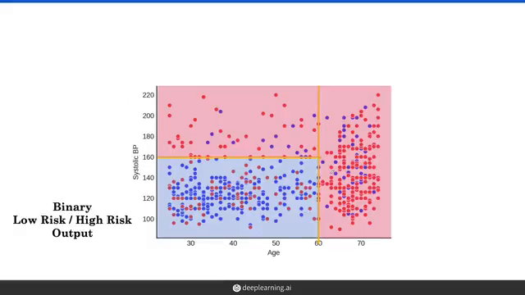We can binarize the output to just output whether an area is low risk or high risk. One simple way of doing this is calling a prediction high risk if the predicted probability is greater than 50% and low risk otherwise, which brings us into having these two red partitions where the risk was greater than 50% and one blue partition where the risk was smaller than 50%.